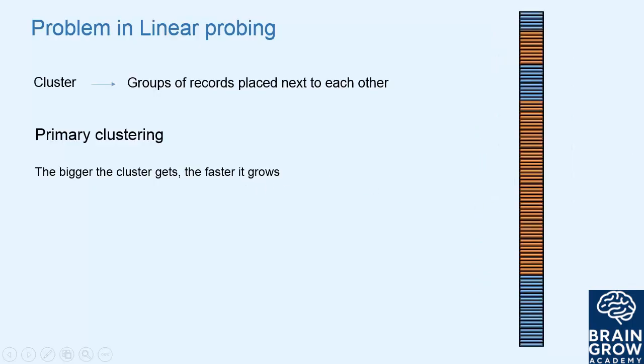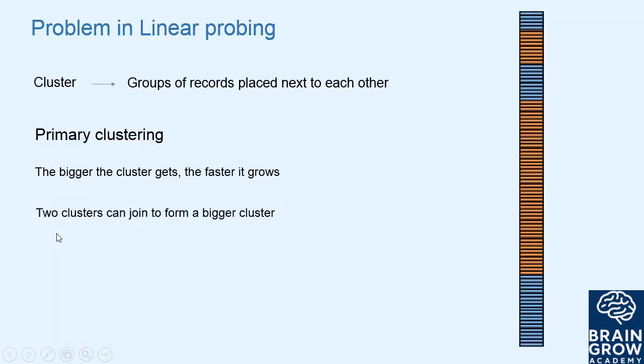For example, if we have a cluster of 10 locations, then any key mapped to these 10 locations will be added at the end of the cluster. If we have a bigger cluster of suppose 50 locations, then chances of this cluster getting bigger are more, because now any key mapped to any of these 50 locations of this cluster will be added to the cluster. So bigger the cluster gets, the faster it grows.